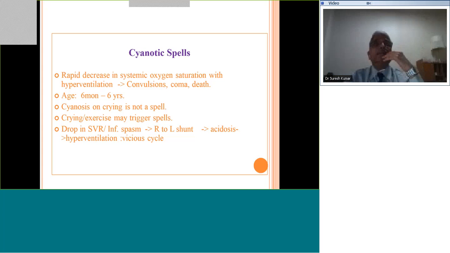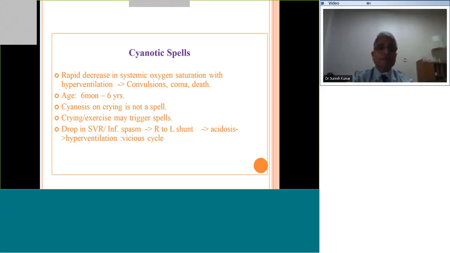And the support for that theory comes from the response that you often find in cyanotic spell to a fluid challenge. The truth may be that there are multiple factors which are at play. Definitely hypovolemia will contribute to worsening of the spell. A drop in systemic vascular resistance definitely causes a spell, and at least in some cases, a variable tone of the infundibulum may be contributing to the spell. It would be inappropriate to think that these theories are exclusive and one doesn't take into account the other.